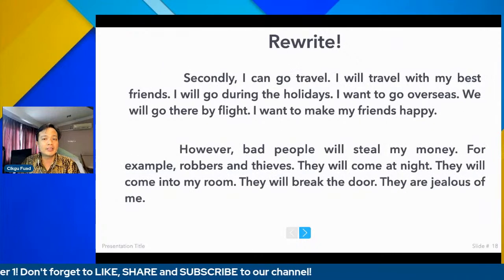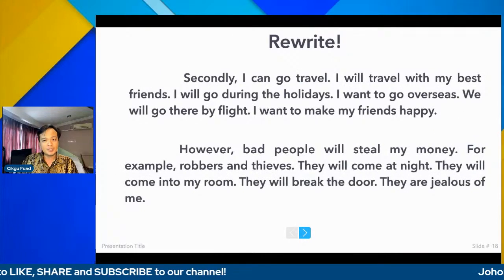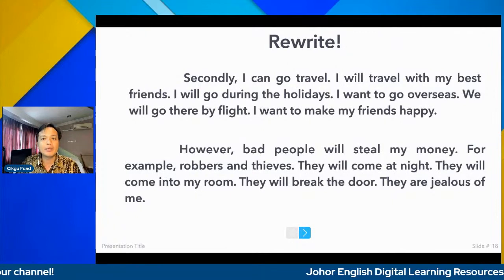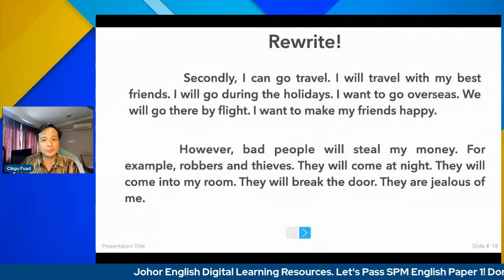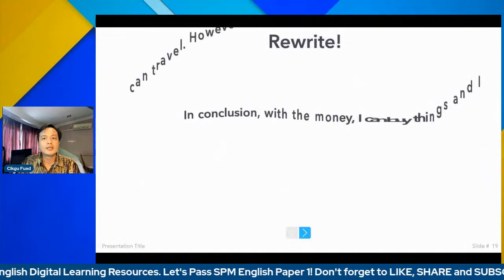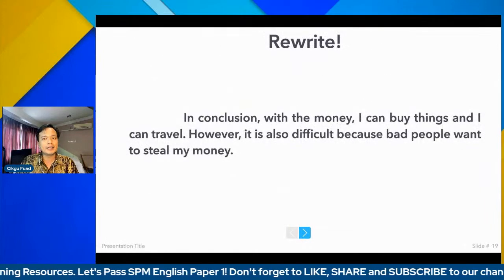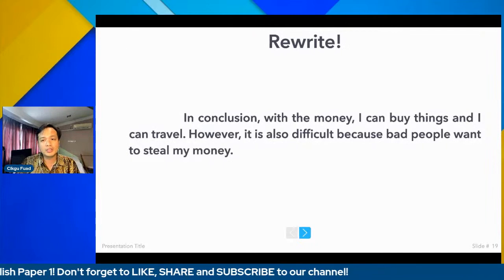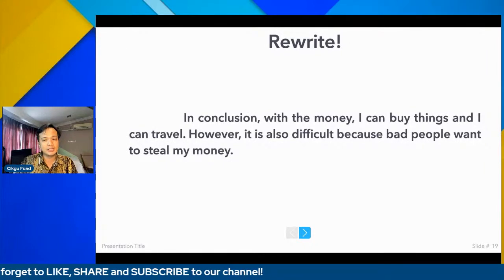Okay, and however, bad people will steal my money. For example, robbers and thieves. They will come at night. They will come into my room. They will break the door. They are jealous of me. Okay, and your closing will be, in conclusion, with the money, I can buy things and I can travel. However, it is also difficult because bad people want to steal my money.